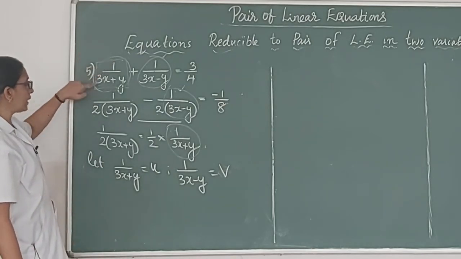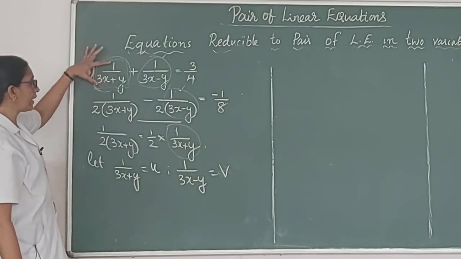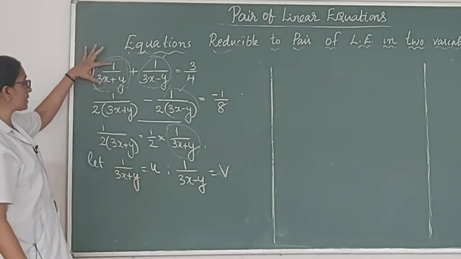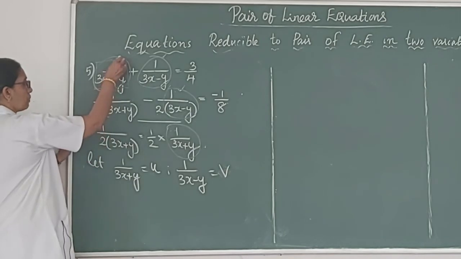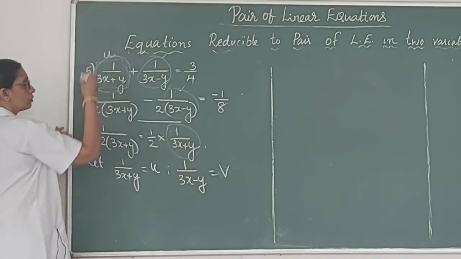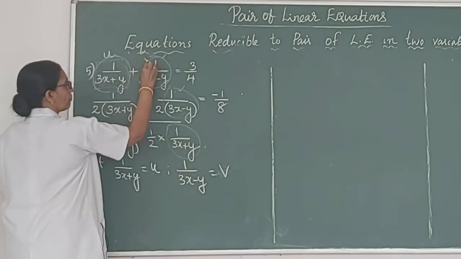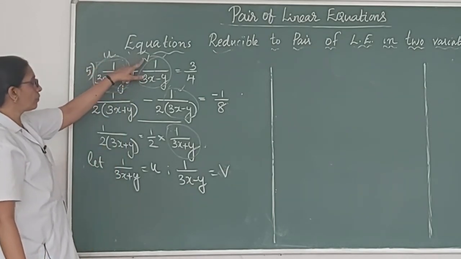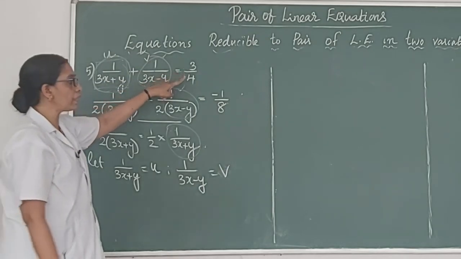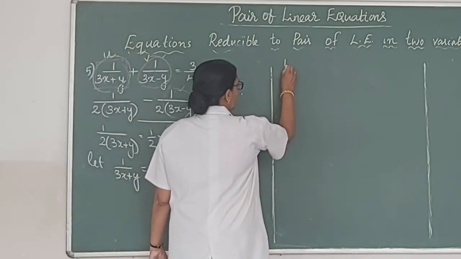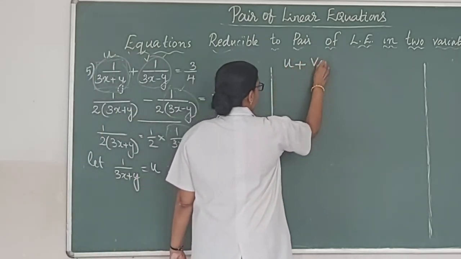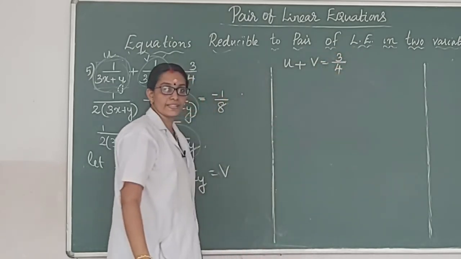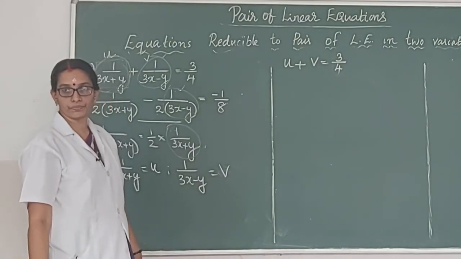See, 1 by 3x plus y, we have taken this term completely as u. So what is the equation? This much completely becomes u, and this completely becomes v. So what is the equation? U plus v equal to 3 by 4, isn't it? U plus v equal to 3 by 4. That is the first equation.